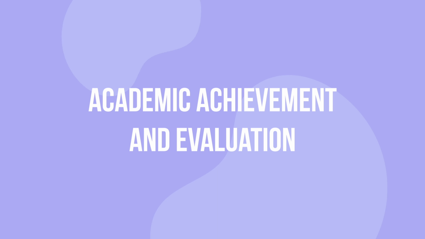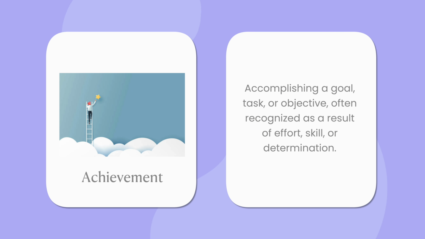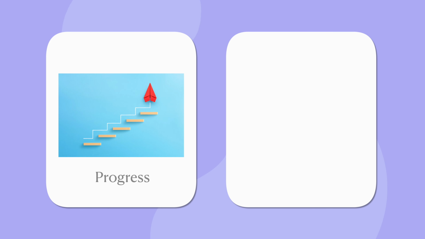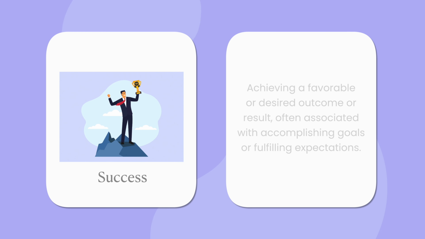Academic achievement and evaluation. Achievement. Accomplishing a goal, task, or objective often recognized as a result of effort, skill, or determination. Progress. Forward movement or advancement towards a goal, improvement, or desired outcome. Success. Achieving a favorable or desired outcome or result often associated with accomplishing goals or fulfilling expectations.